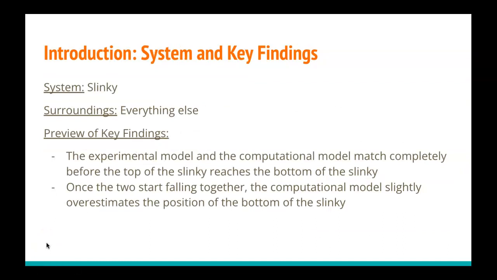For the last part of the introduction, we'll look at the system and a preview of the key findings. The system in this experiment is the slinky, and the surroundings are everything else. Preview of the key findings: the experimental model and the computational model match completely before the top of the slinky reaches the bottom of the slinky. Once the two start falling together, the computational model slightly overestimates the position of the bottom of the slinky.